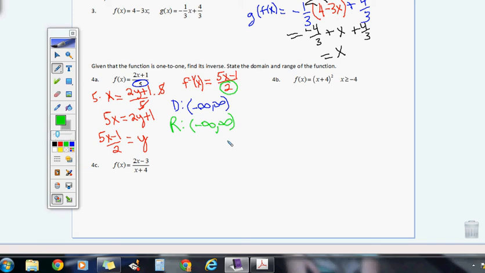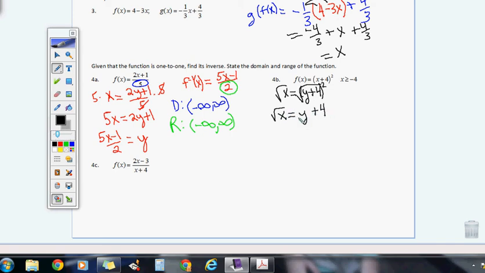Okay? Now, for B, let's jump to that one and look at what that would look like. I'll start with black here. So the first thing we would do is make x equal to y plus 4 quantity squared. And then instead of expanding this binomial, we're going to take the square root of both sides. And that's going to lead us to root x equal to y plus 4.